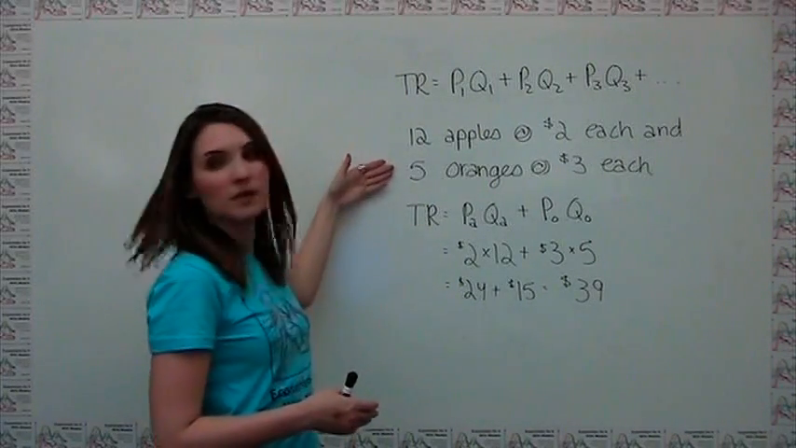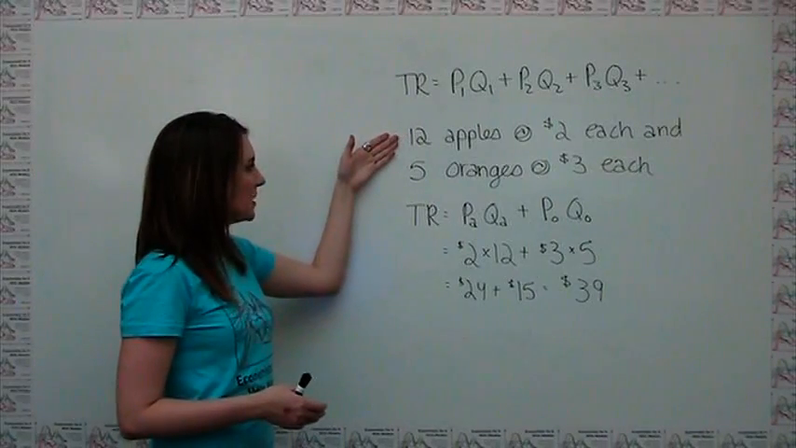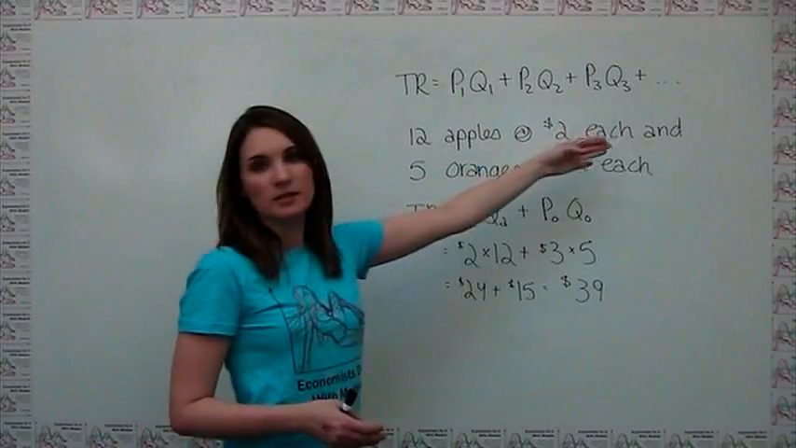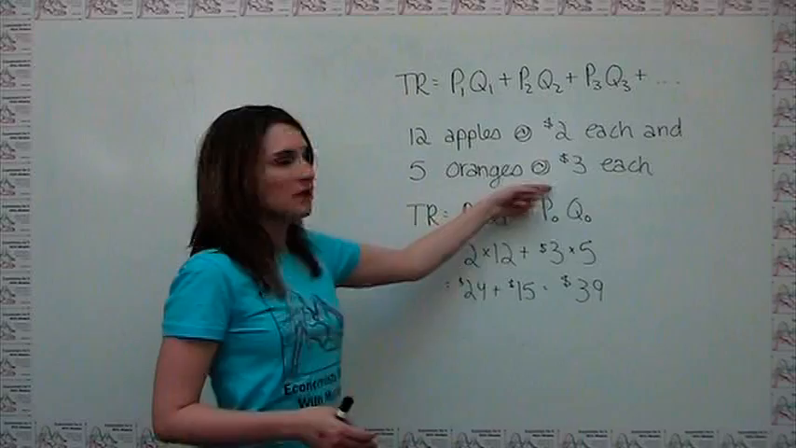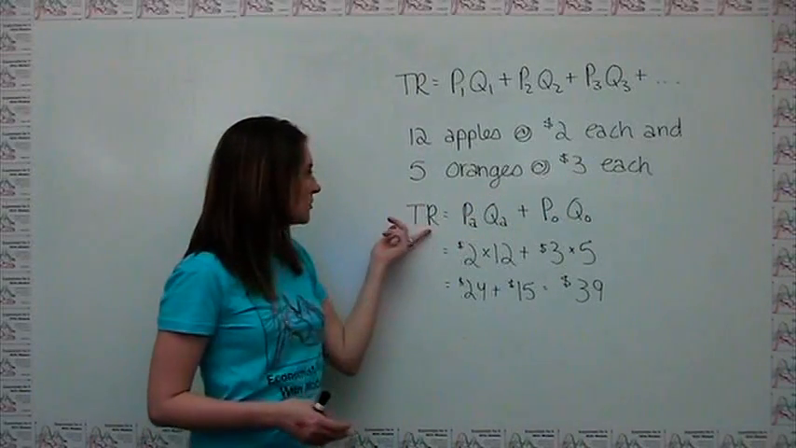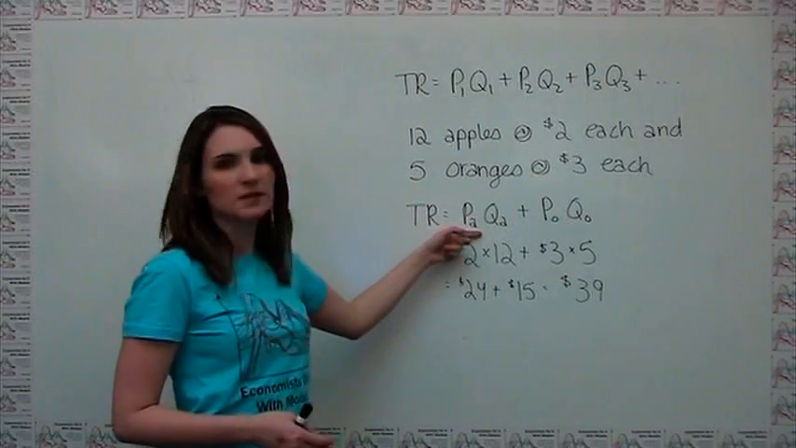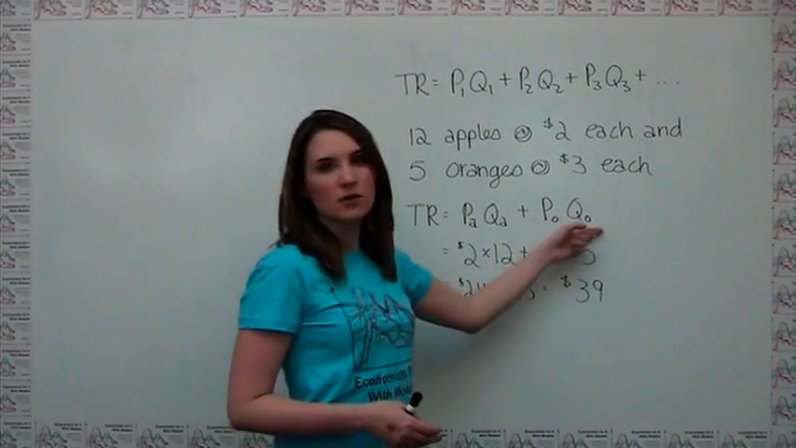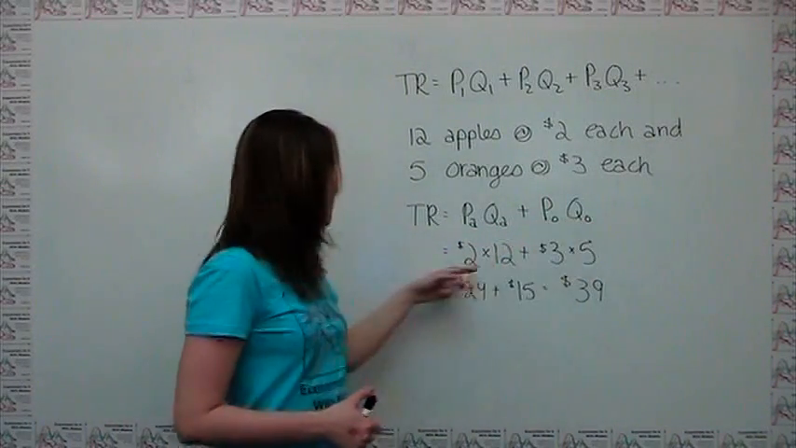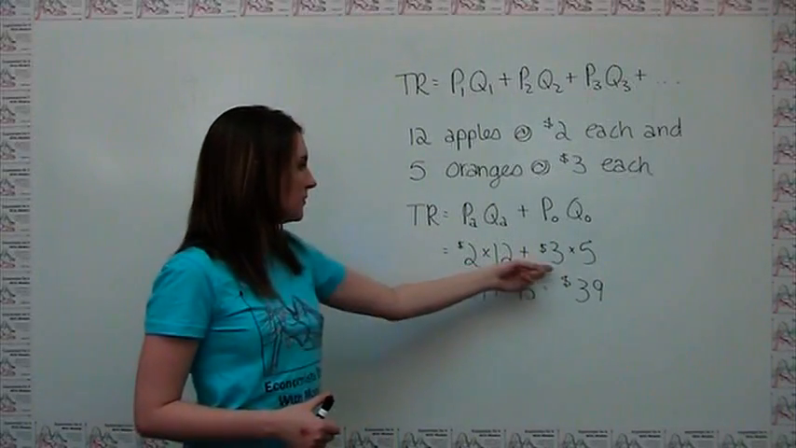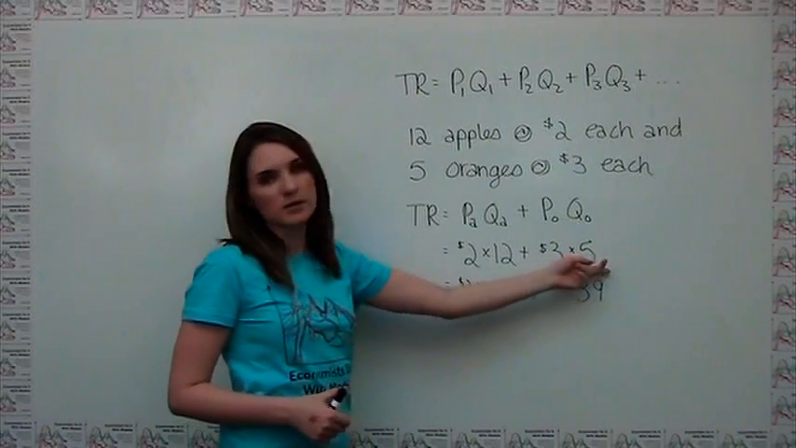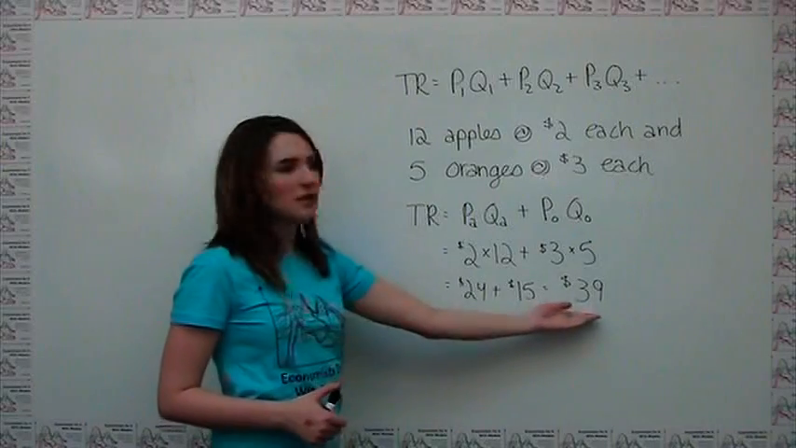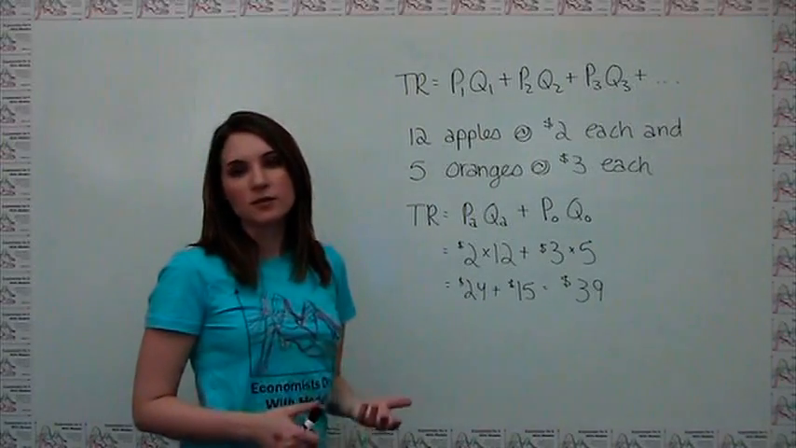So for example here, say now we're selling 12 apples at $2 each and 5 oranges at $3 each. Our total revenue is just the price of apples times the quantity of apples, plus the price of oranges times the quantity of oranges, which is just $2 times 12 plus $3 times 5, which gives us $39 of total revenue.